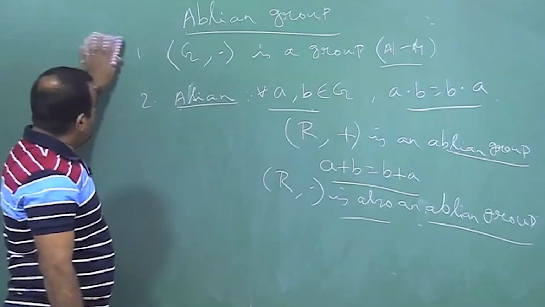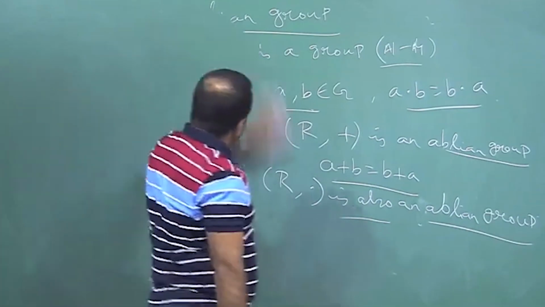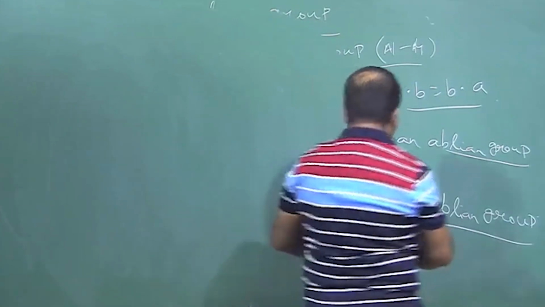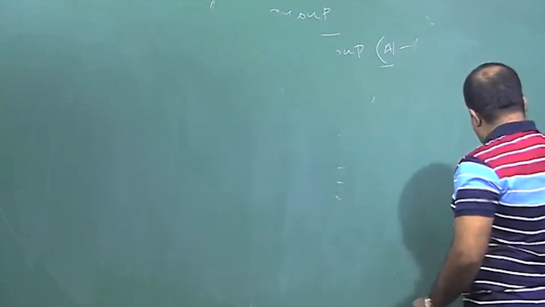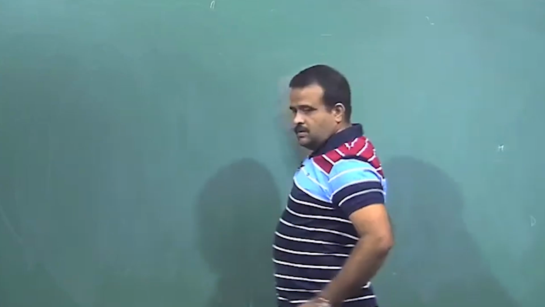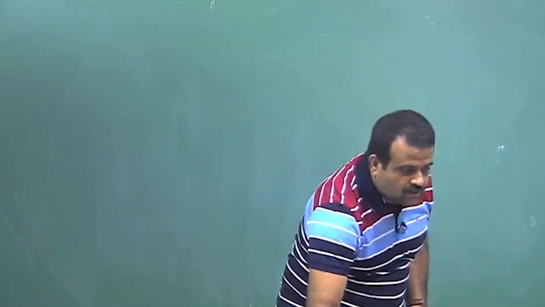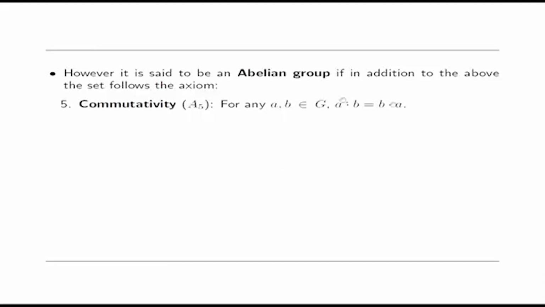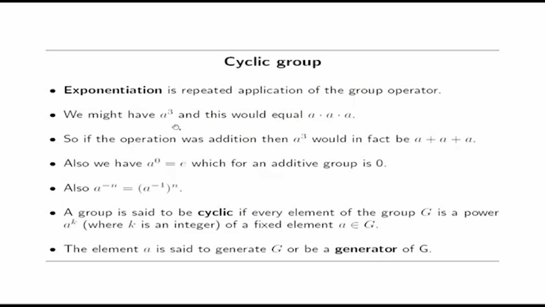Okay, now we will talk about cyclic group. So, let us come to the slide. This is the abelian group. This is the extra property, the commutative property. If this property is satisfied, then we call the group an abelian group. This is another property. So, now we talk about cyclic group.